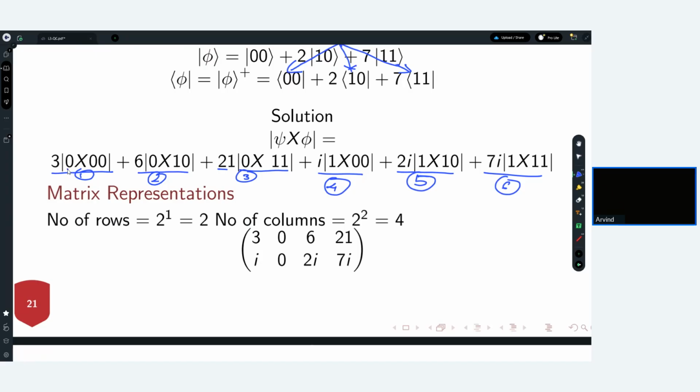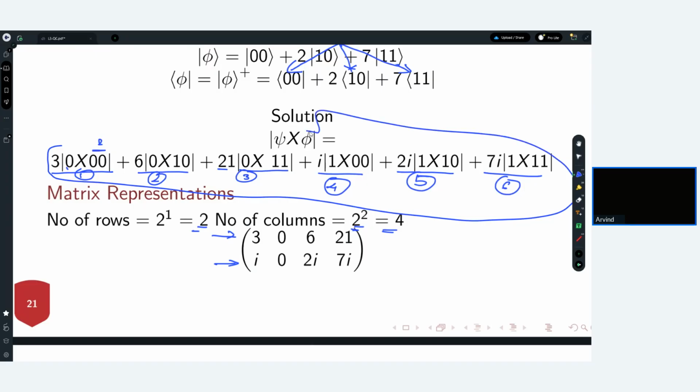And here we are using 1 bit to denote the row, so we will have 2 rows, since 2 to the power of 1 is 2, and here we are using 2 bits to denote the columns, so we will have 4 columns. Now this resultant function will be represented as an equivalent matrix like this.